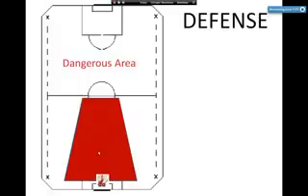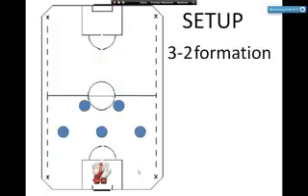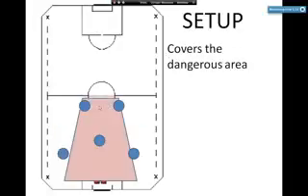Well, if that's the dangerous area, it comes logically that the purpose of our defense would be that of defending that red area and pushing players out of the red area. So that's going to be something that our defenders are going to have to think about. In order to accomplish that, we're going to play with a 3-2 formation where there are 3 players here and 2 here. Why in such a formation? Because if you compare it to the dangerous area, this is the best way to cover it.